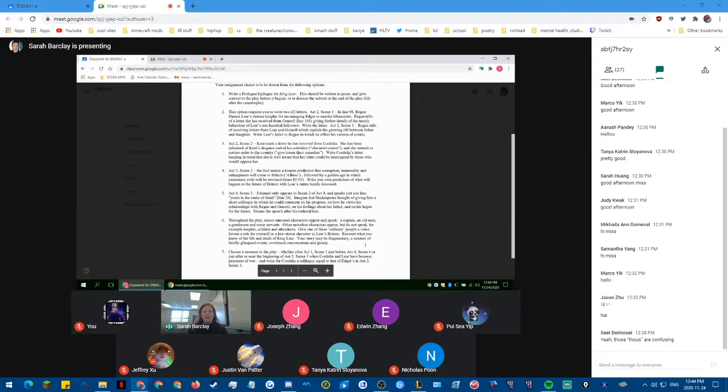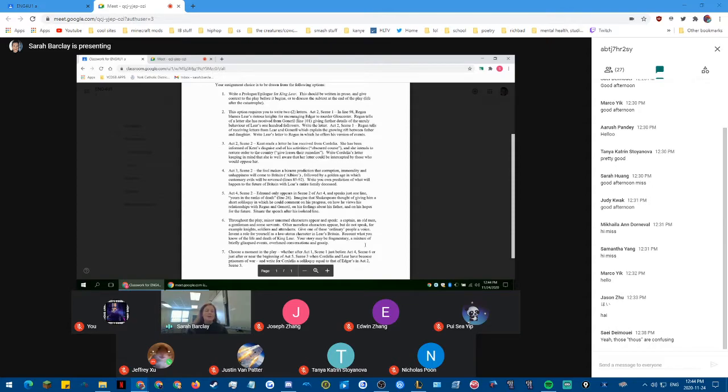Number 5, in Act 4, Scene 2, Edmund only appears in Scene 2 of Act 4 and speaks just one line, "Yours in the ranks of death." Imagine that Shakespeare thought of giving him a short soliloquy in which he could comment on his progress, on how he views his relationships with Regan and Goneril, on his feelings about his father, and on his hopes for the future. Situate this speech after his isolated line.